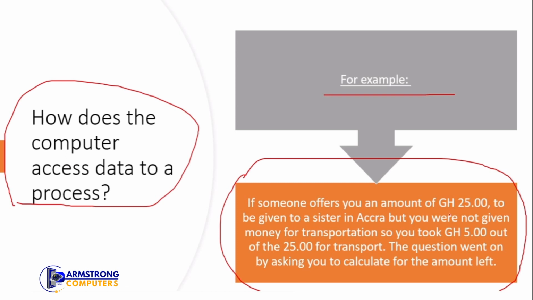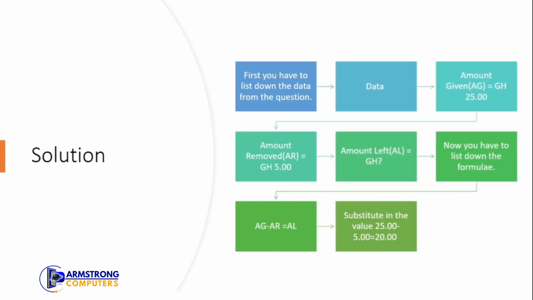Well, I know you can do that, but I want us to see the systematic process the computer takes to accept data. To solve this story problem, first you need to list down the data from the question. But before then, let us understand the basic concept. This is the solution: first you have to list down the data from the question.